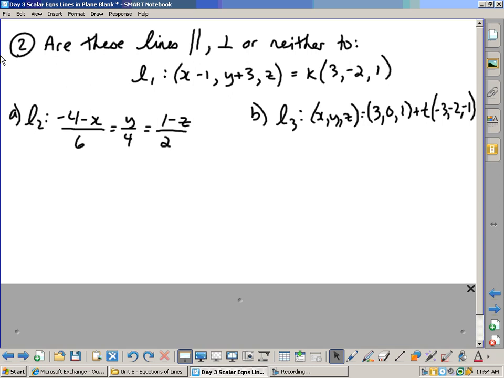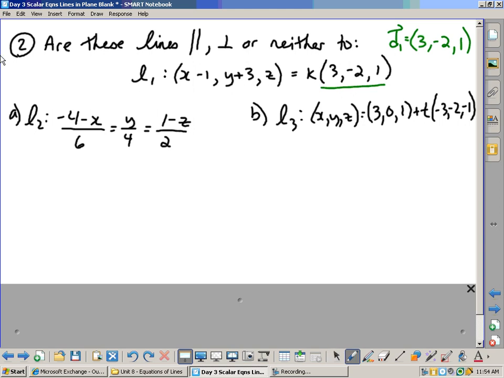So the first thing I need to do is identify the direction vector of L1. So of course in this form, we see the direction vector right there. So I'm going to call it D1, the direction vector of line 1, is 3, negative 2, 1. And we're going to use that to compare it to the direction vector of all the other lines.